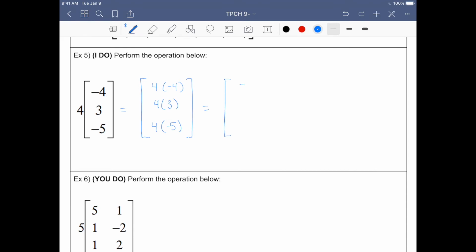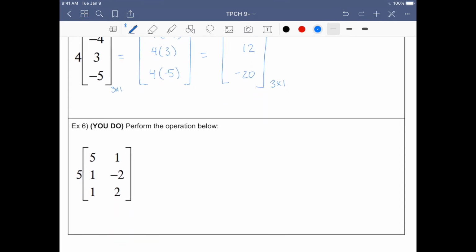So then you can go right to this step if you understand it. But just to show you where everything comes from, there we are. This is a 3 by 1 matrix. It should be the same as the matrix you're multiplying the scalar by. So why don't you try example 6?